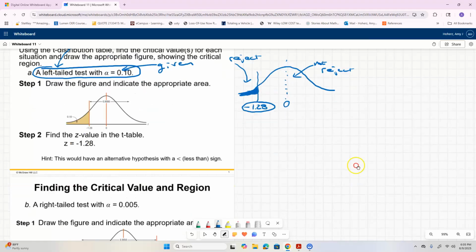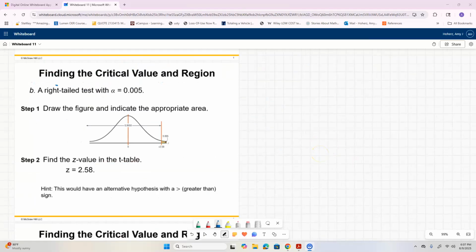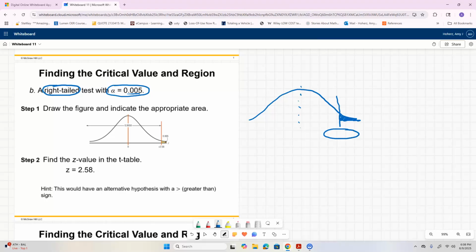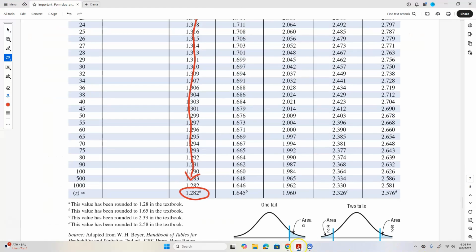Let's practice that again. Okay, so on this next one, we have a right-tailed test. Again, that's one tail, just to the right. Our alpha is 0.005. So we're going to make our picture first. We know it's a right tail, so we know it's over only on this side. Our shade, and we're looking for this value right here, and if we're above that value, we're going to be in the shaded area, so we would reject, and if we were below that value, we would not reject. Let's look at our table.